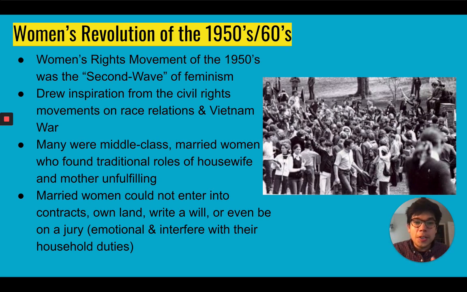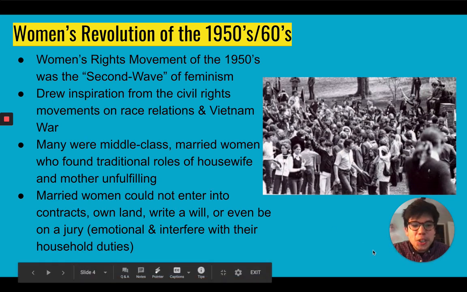Women couldn't be on a jury. And the logic there was that women were too emotional, that they couldn't be objective on a jury. Ridiculous. And then also that if they were on a jury, if they had to go to court, that would interfere with their household duties. You can't have that, right? If women aren't home, who will take care of the house? I don't know. I guess the house is just a disaster then, right? So some legitimate arguments here, right?